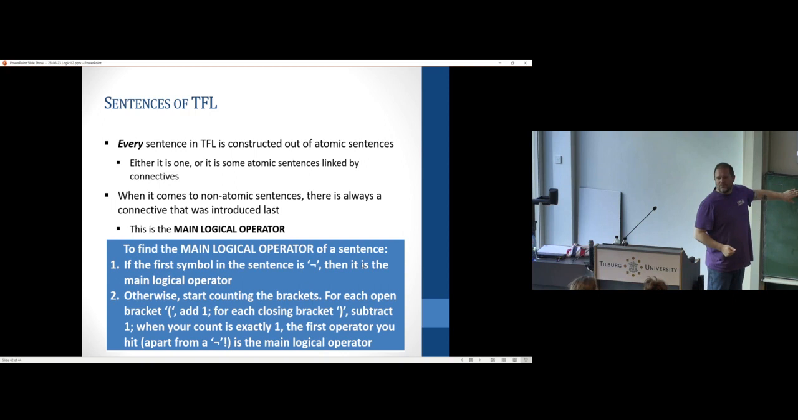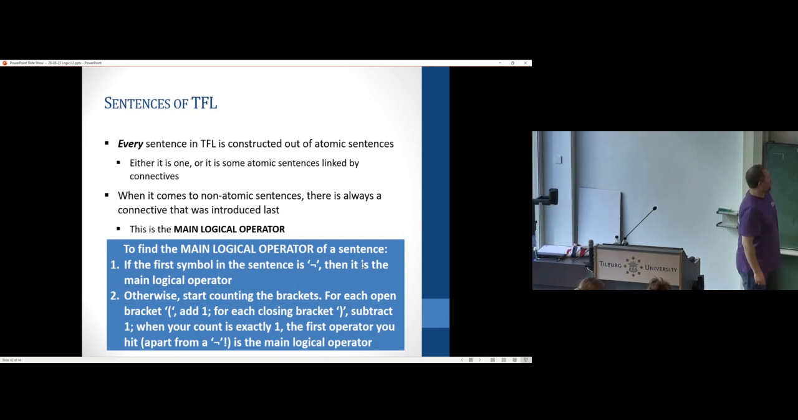Take this one. What's the main operator of this sentence? It's the negation. What about this one? It's the or. How about this one, our third one down? It's the conjunction. And our last one? The negation. Again, something we'll practice on, just a rough and ready way to get going.